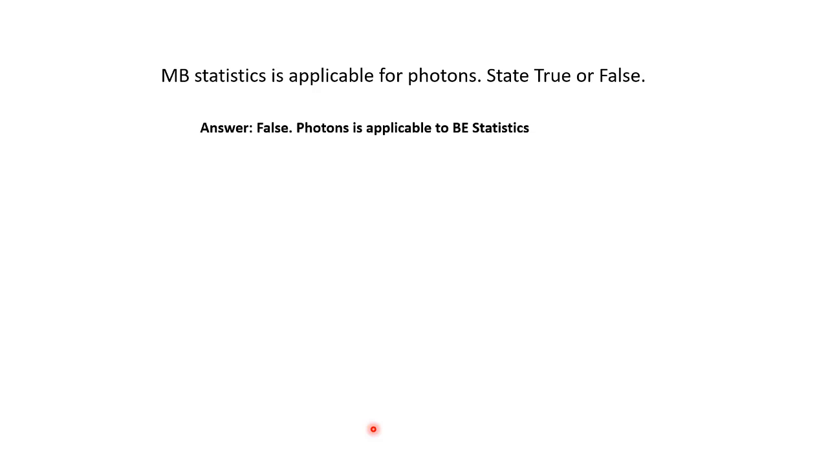Question number 5. The question says, Maxwell-Boltzmann statistics, in short MB statistics, is applicable for photons. Is the statement true or false? The answer is false. Photons are bosons, meaning they have integral spin, and bosons obey Bose-Einstein statistics. Maxwell-Boltzmann statistics apply mainly to classical particles where quantum effects can be neglected. Examples include molecules of an ideal gas at ordinary temperature and pressure.